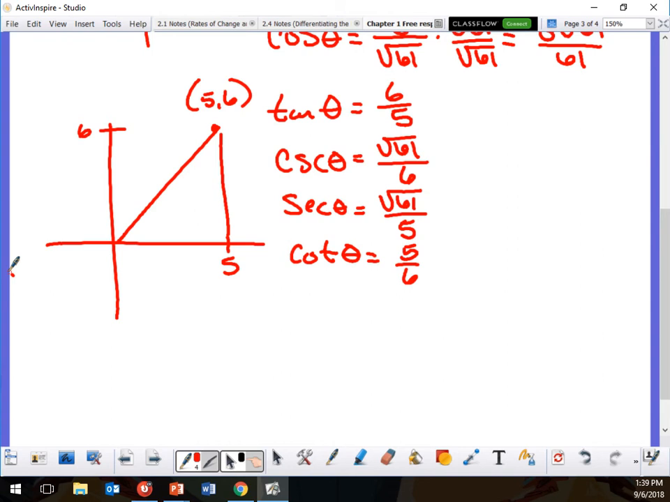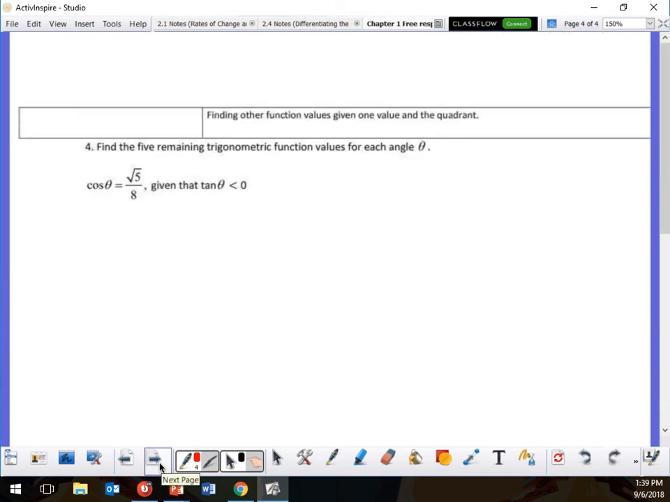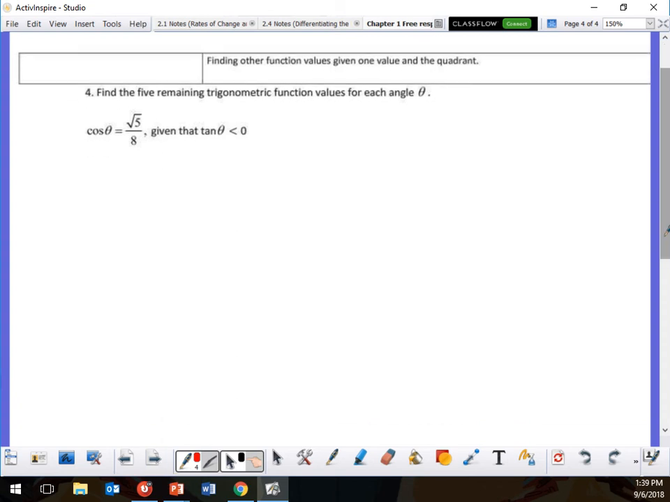All right, so that leaves us with question 4. We're already at question 4. Okay, find the remaining, or find the 5 remaining trigonometric function values for each angle. Okay, we know cosine is what over what? X over r. So my x value is? Rad 5. My r value is? 8. My y value is? Unknown. I don't know.